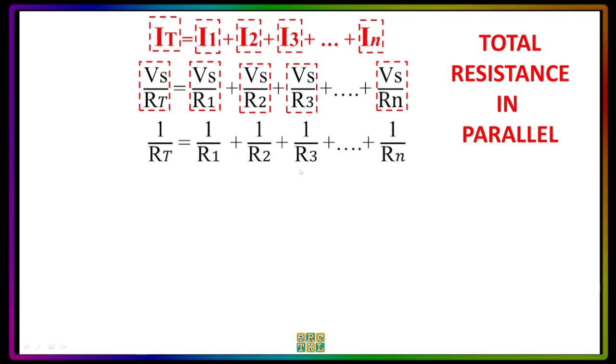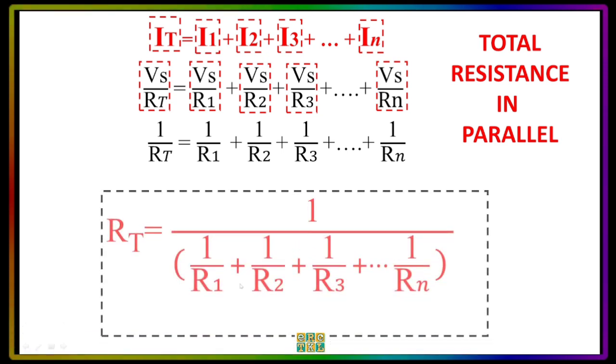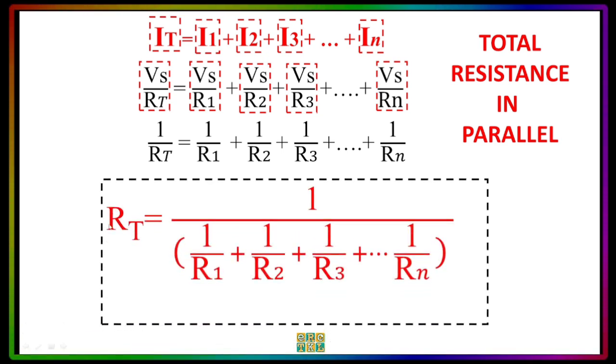Now, remember that the formula for R total is 1 over RT equals 1 over R1 plus 1 over R2 plus 1 over R3 up to 1 over Rn. In general, the formula for R total is 1 over R1 plus 1 over R2 plus 1 over R3 and so on. This is the formula for the total resistance in parallel.